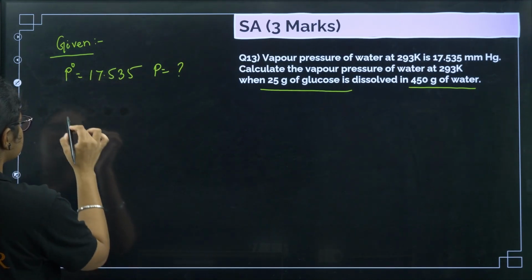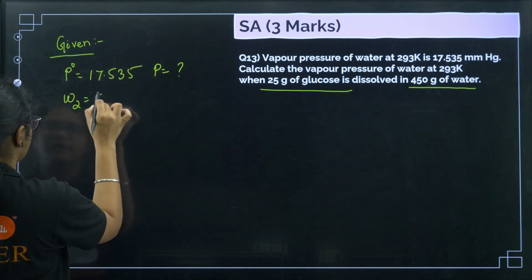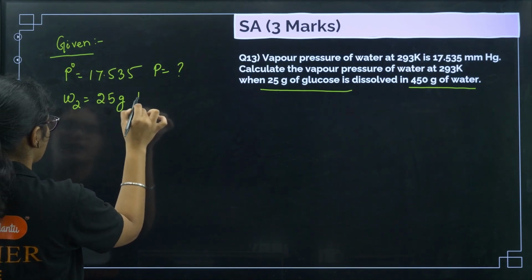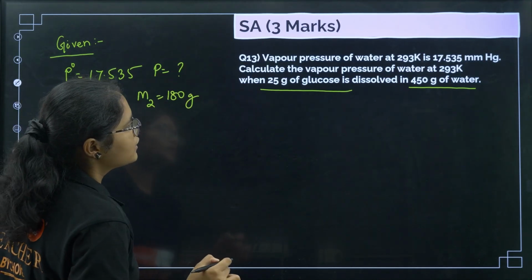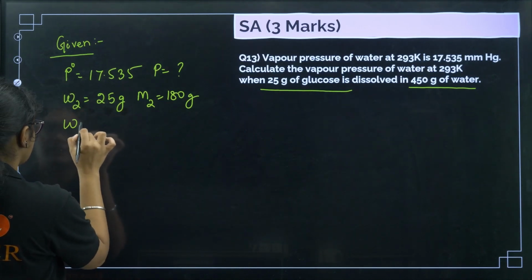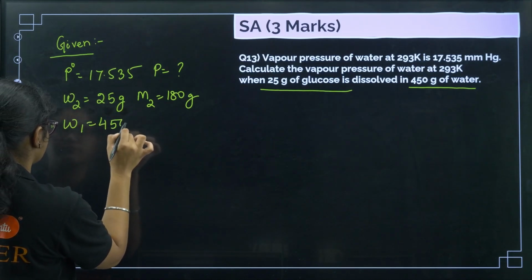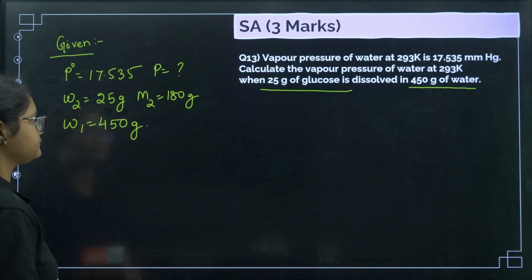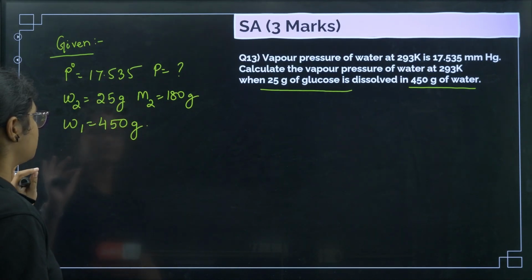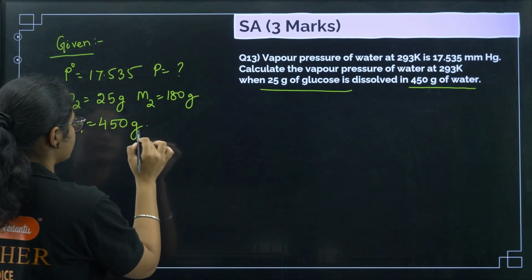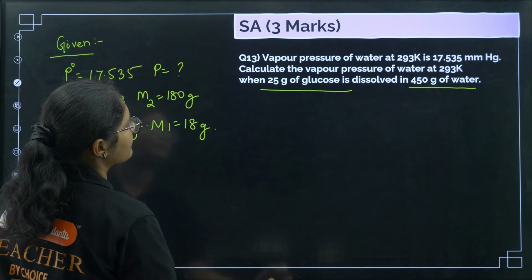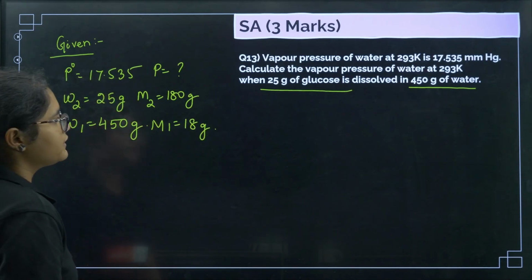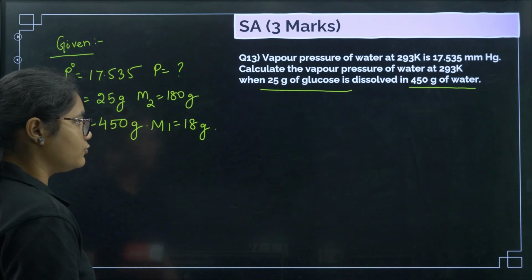25 gram of glucose is dissolved, so we have W2, that is 25 gram, and molar mass of glucose is 180 gram. 450 gram of water, that is W1. Okay, these are the given values to you. And what is your M1? M1, since it is water, is 18 gram. Now, what we need to calculate? We need to calculate relative lowering of vapor pressure.